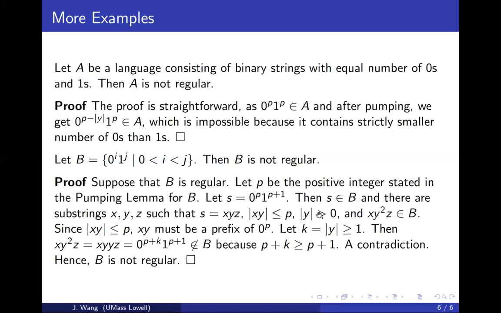Once you pump it up, the new string has one more copy of Y. If we let the length of Y be K, which is greater than or equal to 1, because it's greater than 0, that means it's at least 1. So we get that XYYZ, which is supposedly in B, is 0 to the P plus K followed by 1 to the P plus 1. Because K is greater than or equal to 1, the number of zeros here is at least the same as the number of ones, which then is not in B. However, your pumping lemma says it is in B. Hence, this contradiction says that your assumption that B is regular is wrong. Hence, B is not regular.